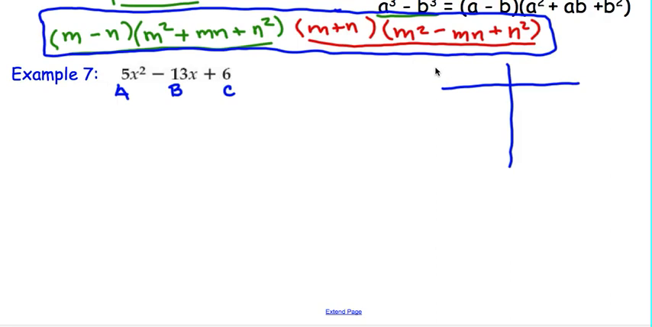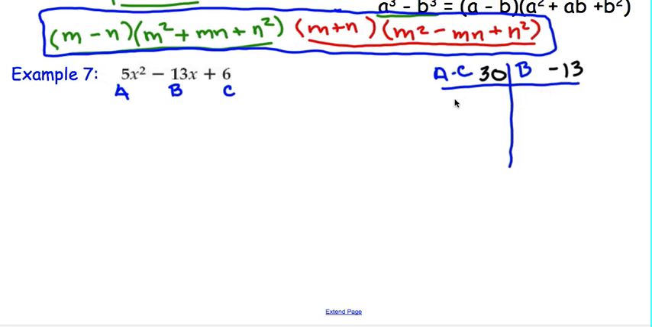And the way the t-chart works is you take a times c. And then on the other part, you're going to have b. So a times c, over here in my example, 5 times 6 is 30. And my b is negative 13. So what we have to try and find are 2 numbers that multiply to give us 30, and when you add them, they give you negative 13.